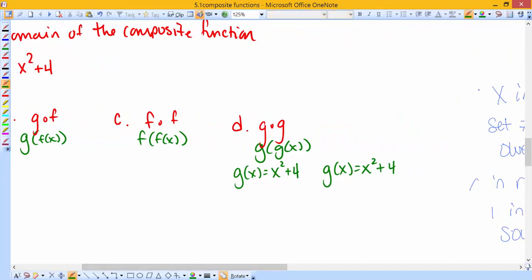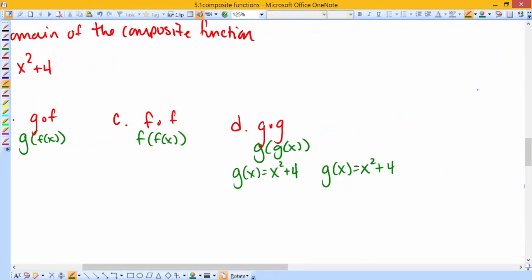So that's what I'm going to focus on here, is that I have a g of x and a g of x. I need to take this g of x function and I need to plug it into the first g of x. So instead of x, I'm going to put x squared plus 4. When I plug stuff in, I want to put parentheses. And then that whole thing is squared plus 4.